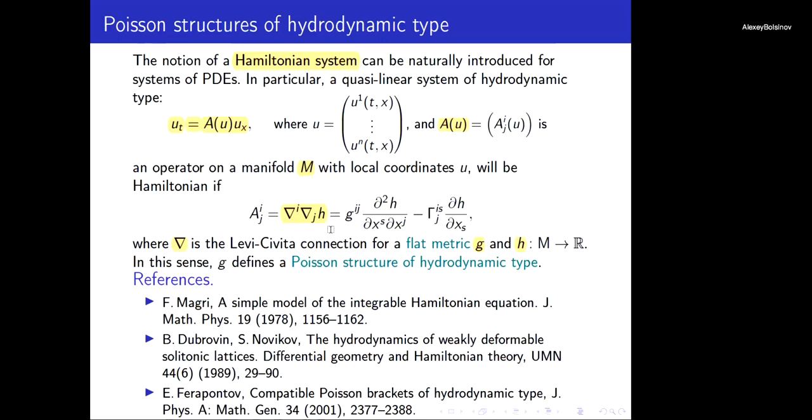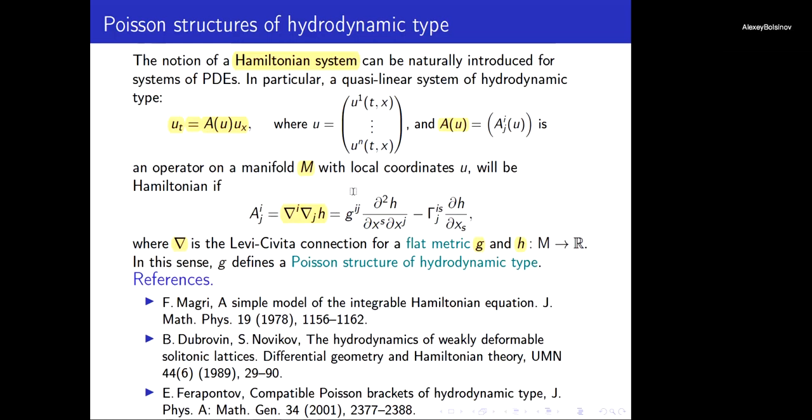In this business, we can simply say that a flat metric defines a Poisson structure of hydrodynamic type, and that's what we see here. In this area it is called a Hamiltonian operator, which does the following. Given a function H, this function H is not a Hamiltonian function. It should be understood, in fact, as the density of a certain functional. This functional is defined on the space of functions U of X. These functions are considered as a loop space for this manifold M.